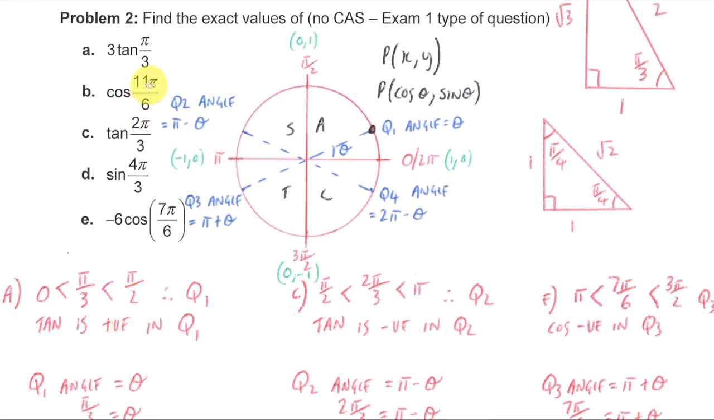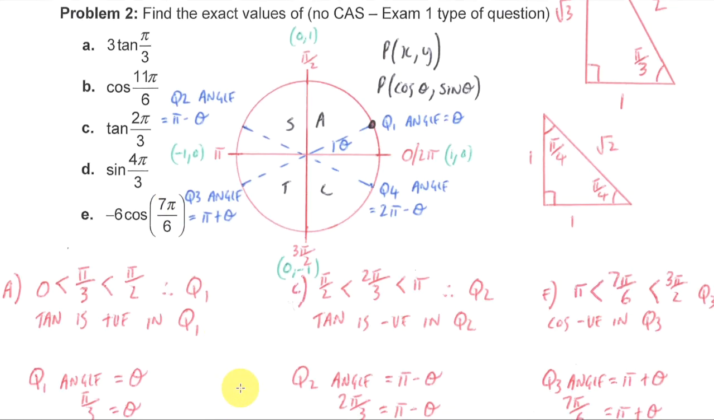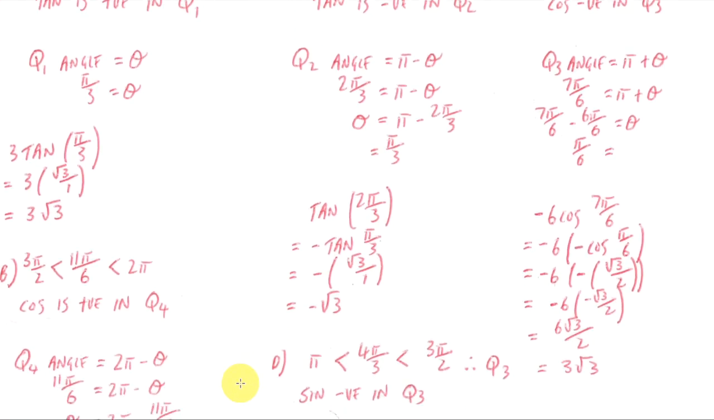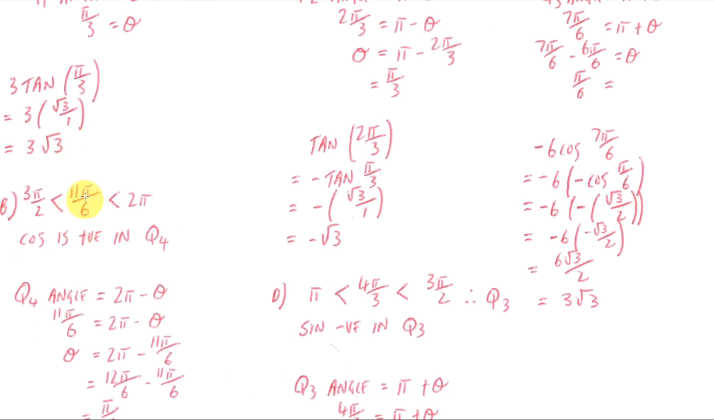B, 11 pi on 6. Where does that fit? 11 pi on 6. Well, that ends up being between 3 pi on 2 and 2 pi. What I think of here is just ignoring the pi part. So 3 on 2, that's 1.5. And that's 2. And now I've got 11 on 6. That's a little bit short of getting to 2. So it's just before we get to 2.